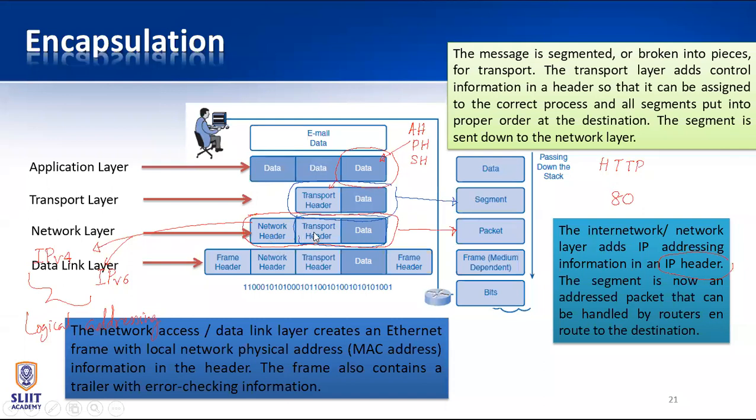Now the data packet is addressed. It has a lot of information, but still you have to send it to the next layer, that is the data link layer. From the data link layer, you can see we have a frame header as well as another part. Actually, this is not a header, it's a trailer. This is called the frame trailer.